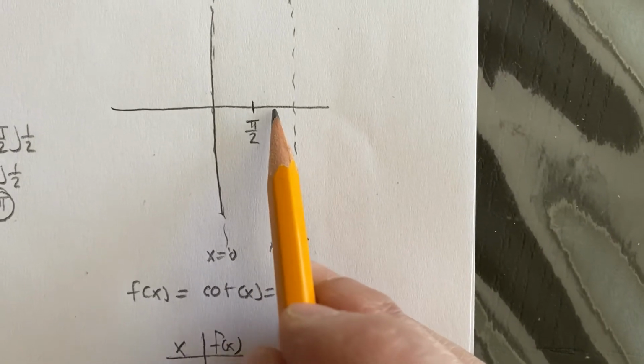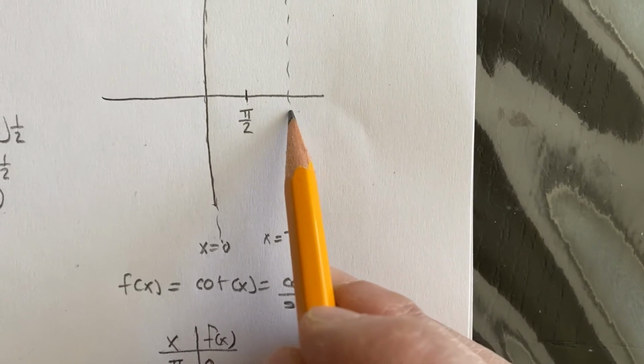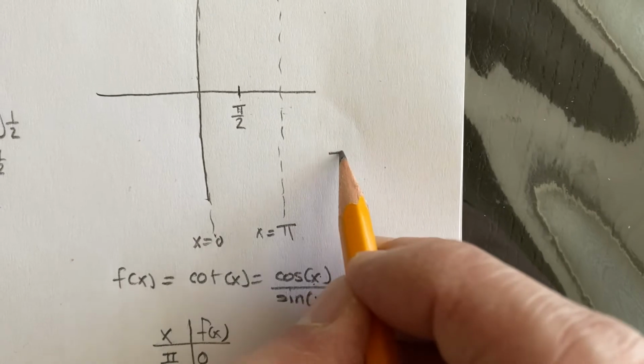And notice we could also plug in the midpoint between the x-intercept and the vertical asymptote, right? The midpoint between these two values, let's calculate the midpoint.